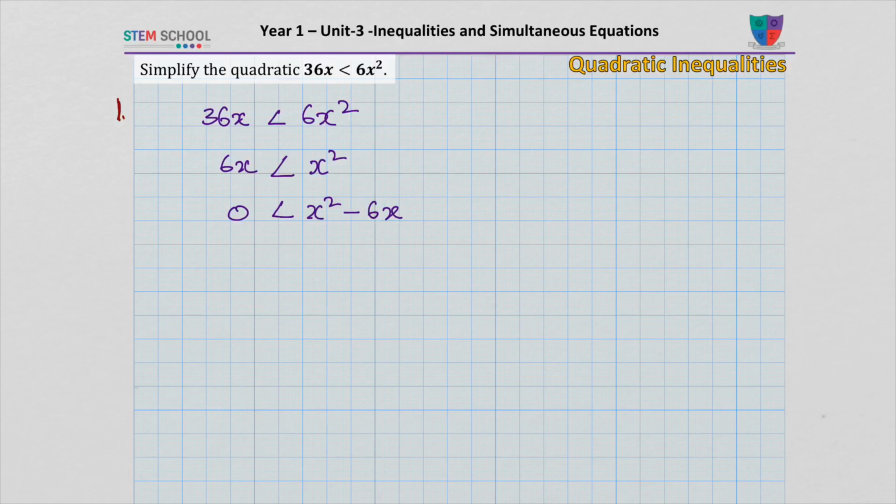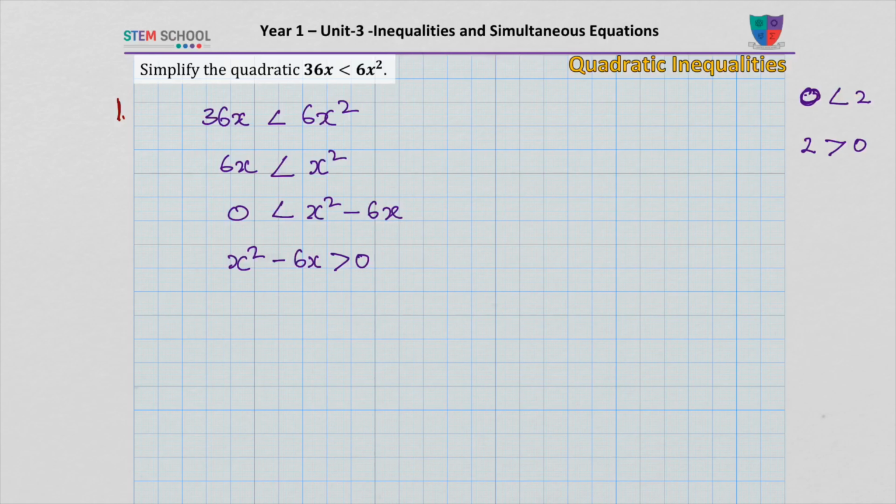It's a bit like saying 0 is less than 2, which is true. 0 is less than 2. Therefore, 2 is greater than 0. So likewise here, 0 is less than x squared minus 6x. Therefore, x squared minus 6x is greater than 0. So that's what we need to do now. We need to solve this.